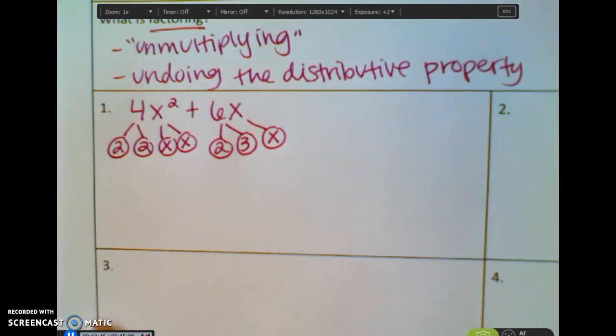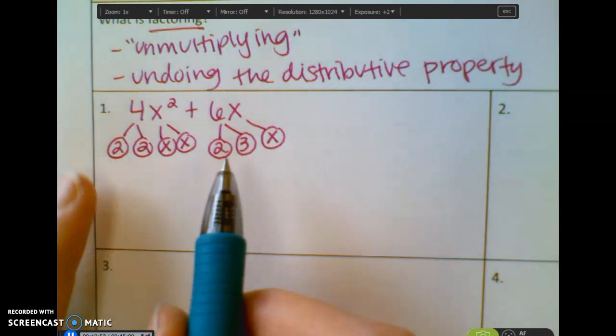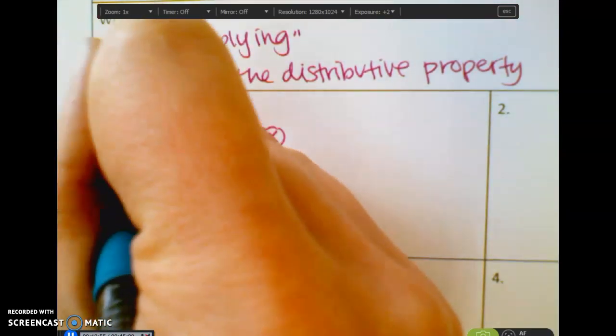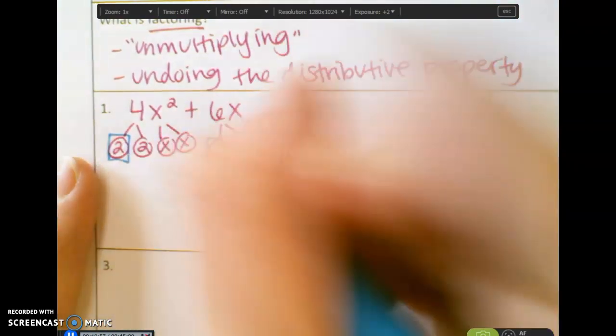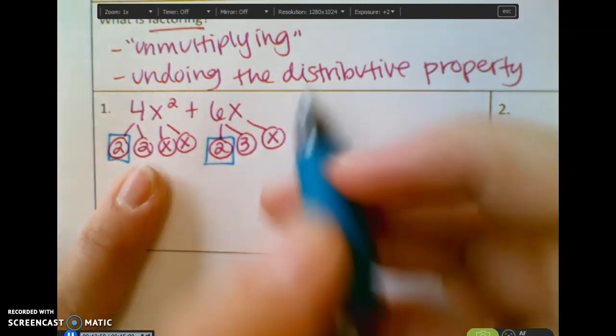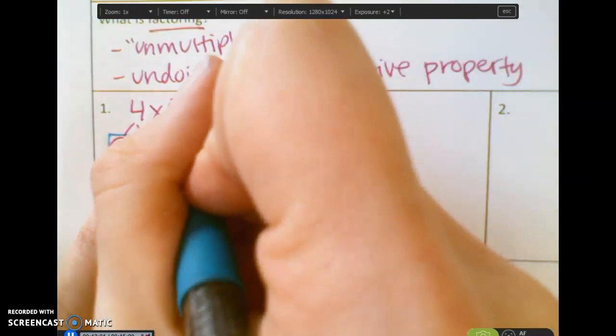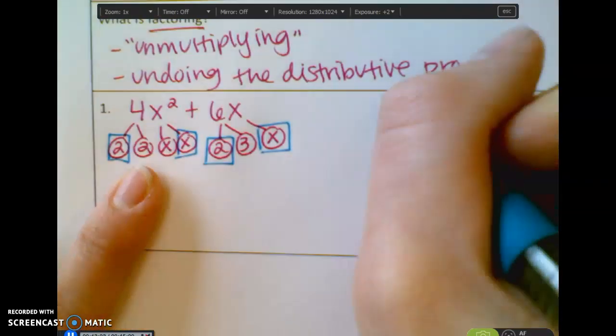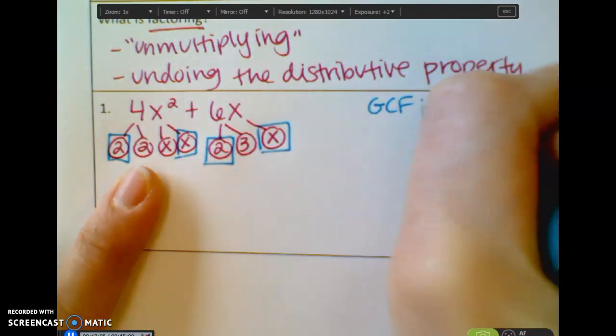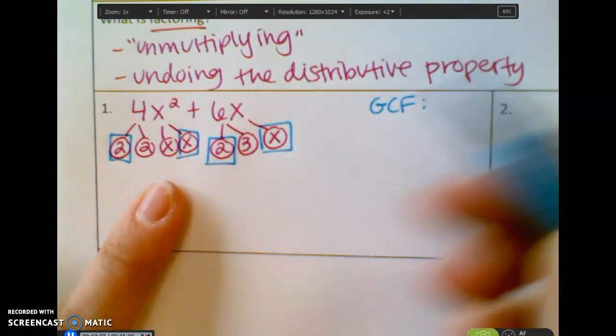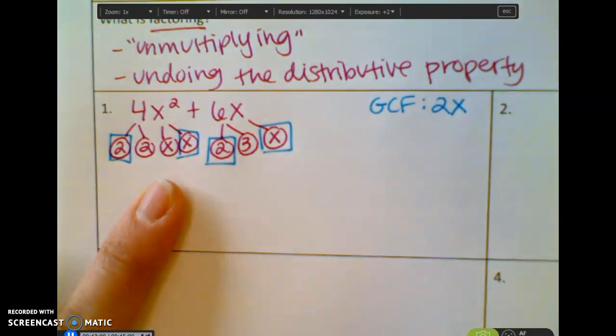So now I have my factor tree of both terms, and I need to ask myself, what do they have in common? What's the greatest common factor? Well, they both have a 2. Then they both have an x. So what is my greatest common factor here? They both have a 2, they both have an x, so it's 2x.